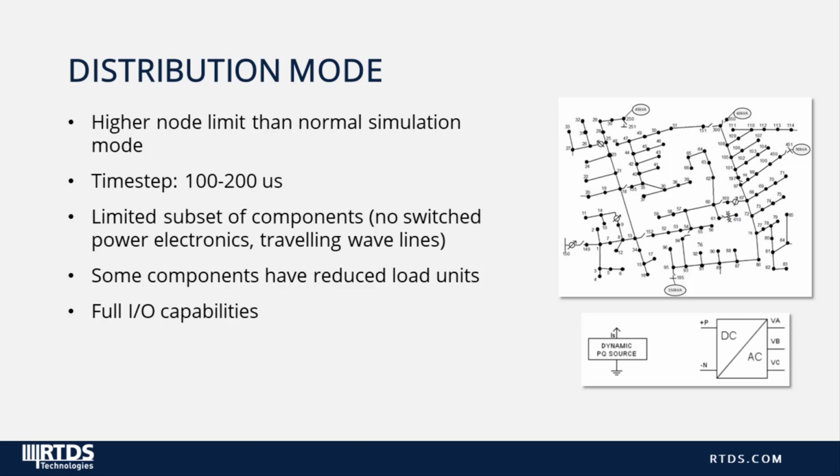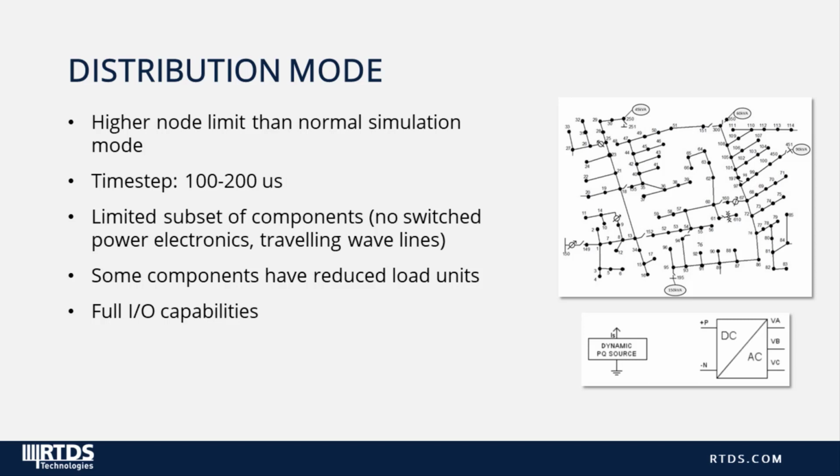So the minimum time step in distribution mode is 100 microseconds. And the idea is that for these applications, the phenomenon of interest can still be represented with accuracy at this slightly larger time step. So there's no negative impact on representing the transient behavior.